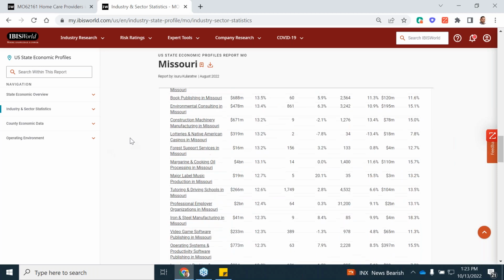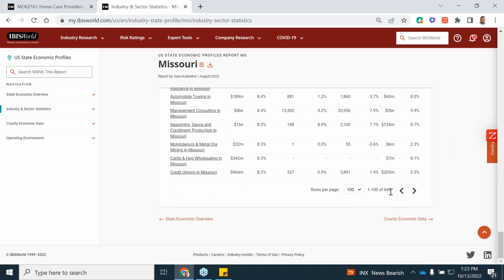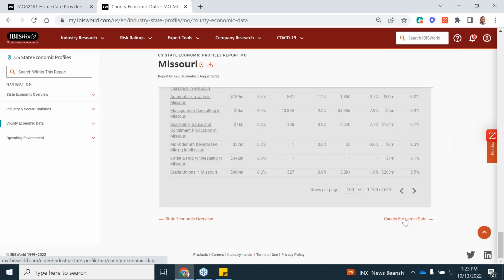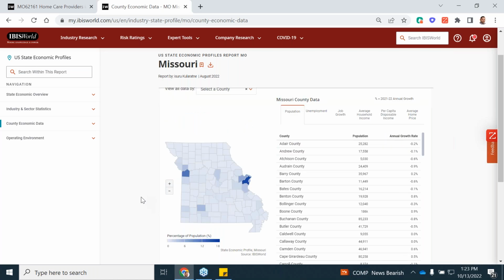So I'm going to continue to move down through here, and we can see a kind of full list of 100 out of the 660 different industry reports within the state of Missouri, and move on to the county economic data that we provide. So as we saw within the state industry report, just like in the economic profile also, you do have the ability to drill down by county level insights.